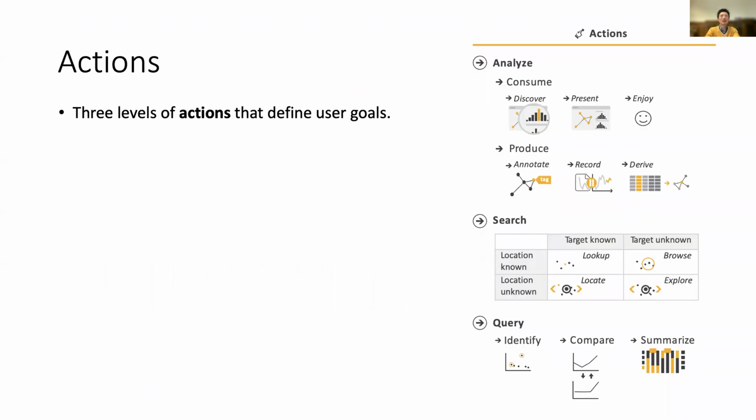Okay. So first you need to understand you have three levels. They are called analyze, search, and query. The first thing you need to remember is that terms like actions, analyze, or search have very specific meanings defined in this framework. This is part of the analysis framework with the what, why, and how. The way they are used is not like a common English word.